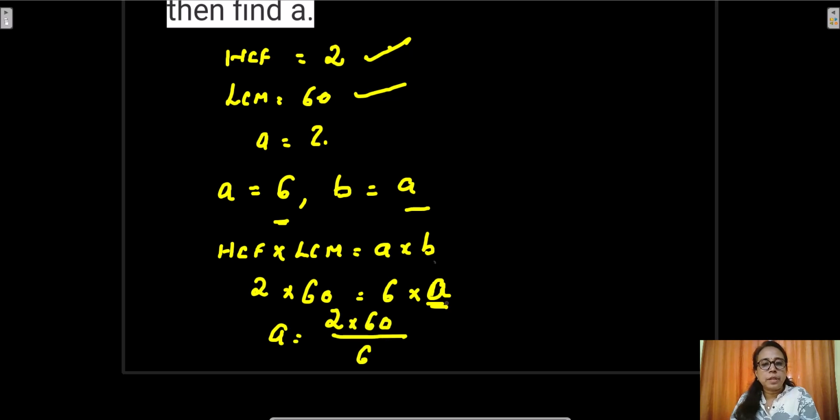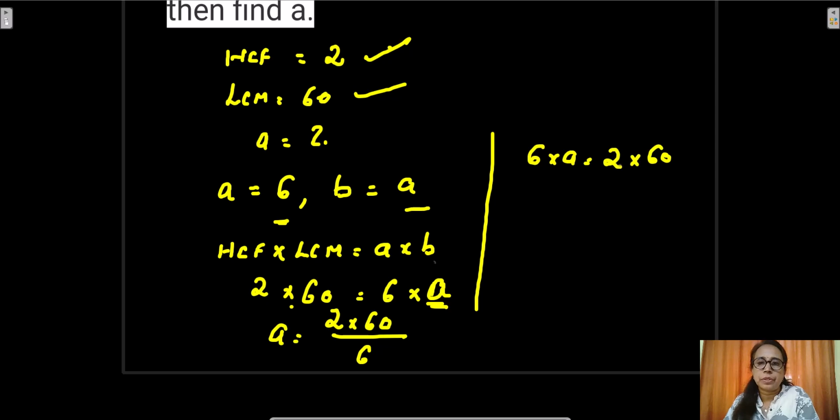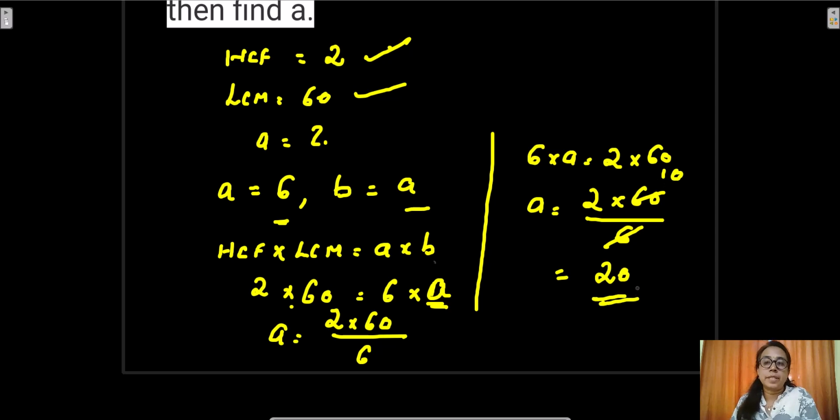Keep A here, 6 will come down. Right, children? If it is difficult for you, change the side. You write 6 into A is equal to 2 into 60. Otherwise, you can calculate: A is equal to 2 multiplied with 60 divided by 6, because 6 will come down. So 6 goes into 60 ten times. Then 10 2s are 20. So another number is 20.